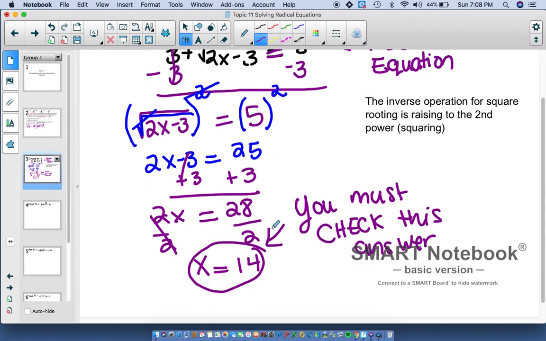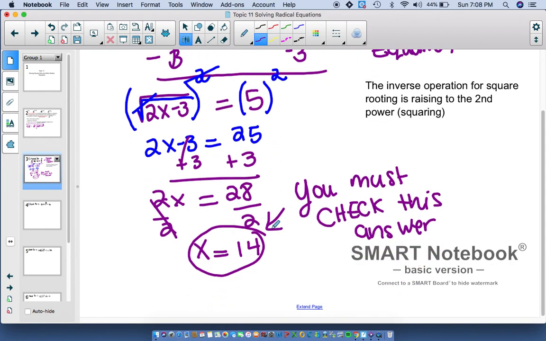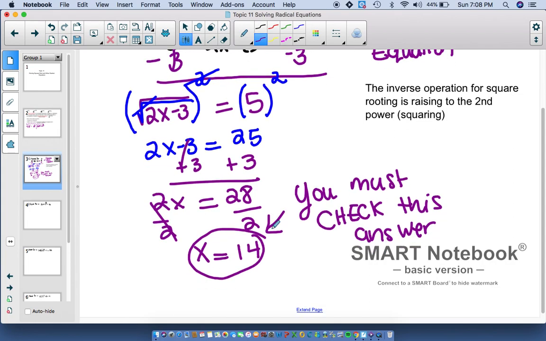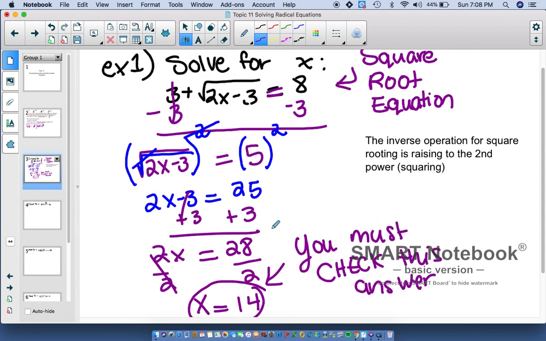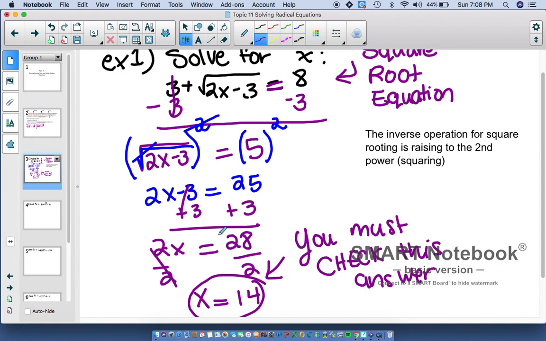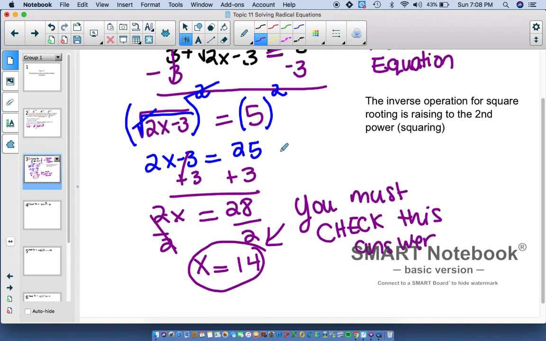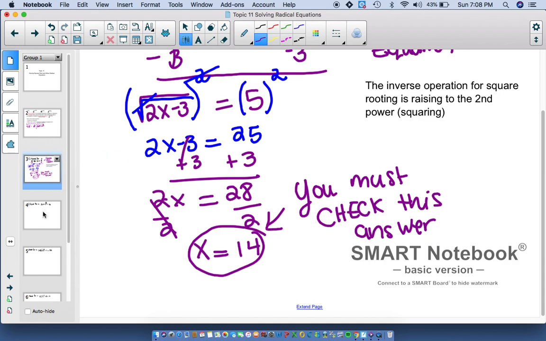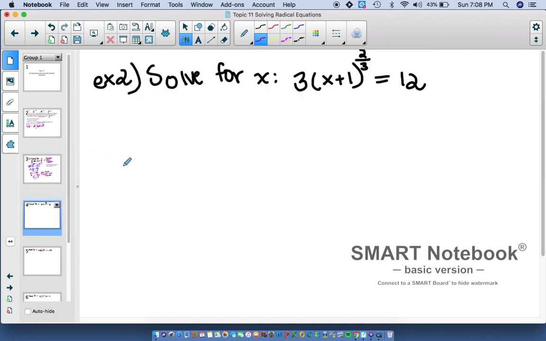Okay, so sometimes it'll be easy to check because, like you just saw right now, the math is pretty straightforward. So again, what I did is I took my original, and where there's an x, I just plugged my 14 in, and I made sure that both sides were balanced, right? The right side was 8, so when I plugged in 14, 14 times 2 is 28, minus 3 is 25, square root of 25 is 5, and then I added 3, 5 plus 3 is 8. Okay? Good. Let's go to example 2.